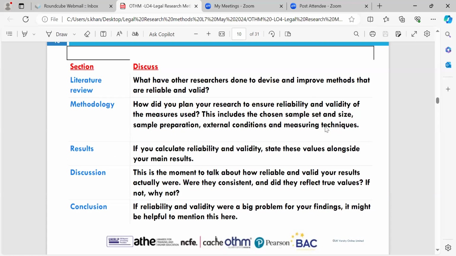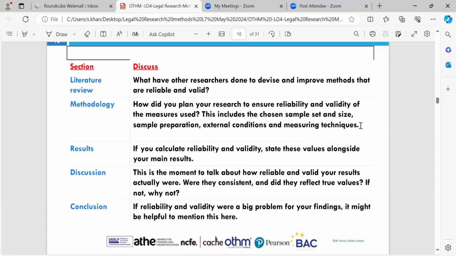So it's your literature review. So your section would be your literature review. What you would discuss is what other researchers have done to devise and improve methods that are reliable and valid. And for the methodology, you would discuss how you planned your research to ensure reliability and validity of the measures used. This includes the chosen sample set and size, sample preparation, external conditions, and measuring techniques, as we used the example of the thermometer and the doctor.